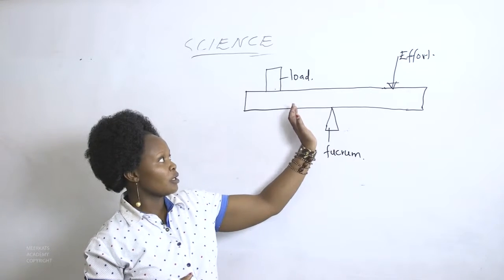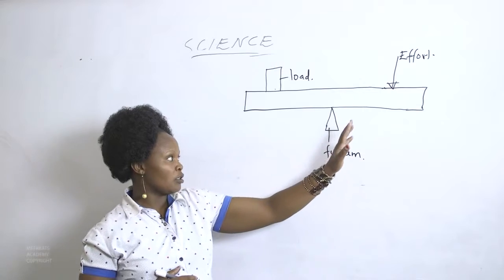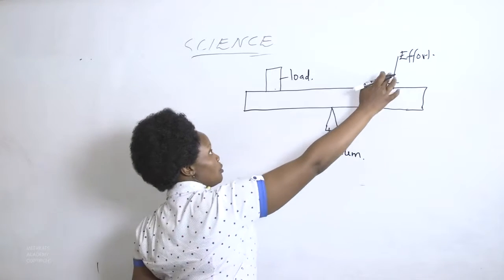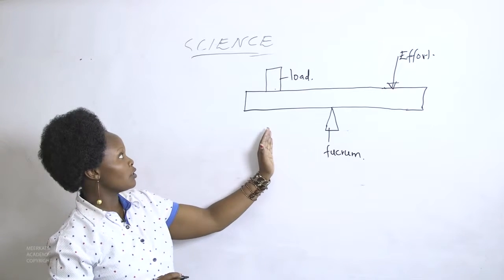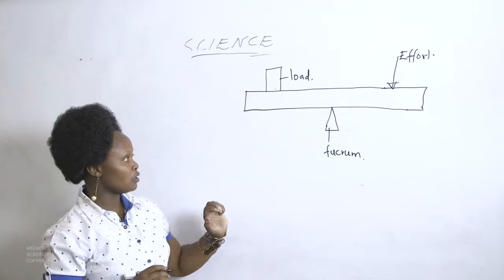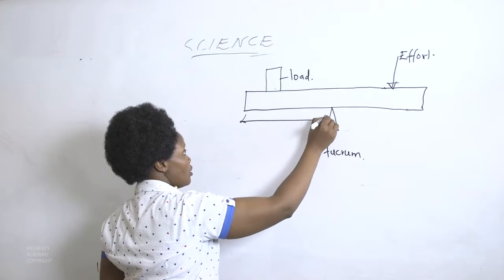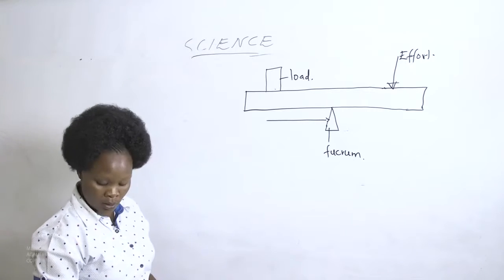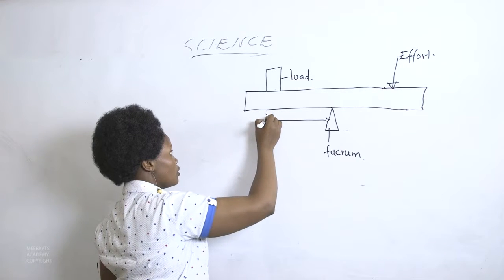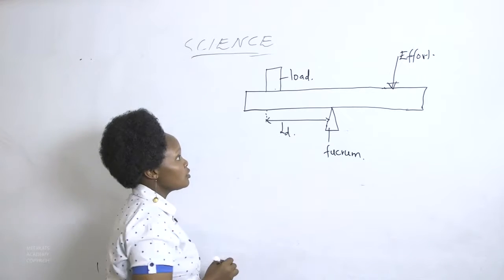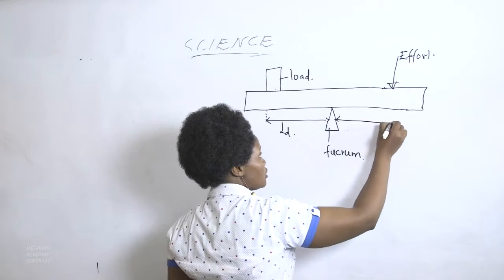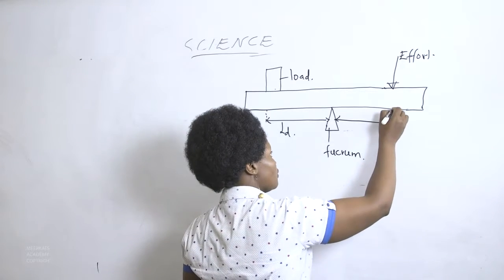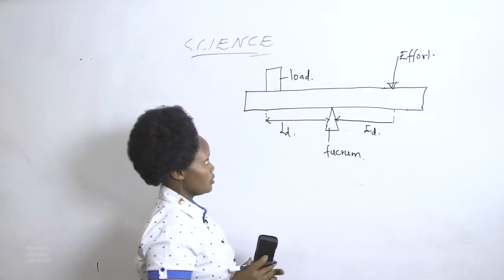Now, looking at the diagram, the load and the effort are on opposite sides of the fulcrum. The effort is supposed to be applied downwards in order for the load to be lifted in the other direction. The distance from the fulcrum to the point of action of the load is what we call the load distance, and this other distance is what we call the effort distance.